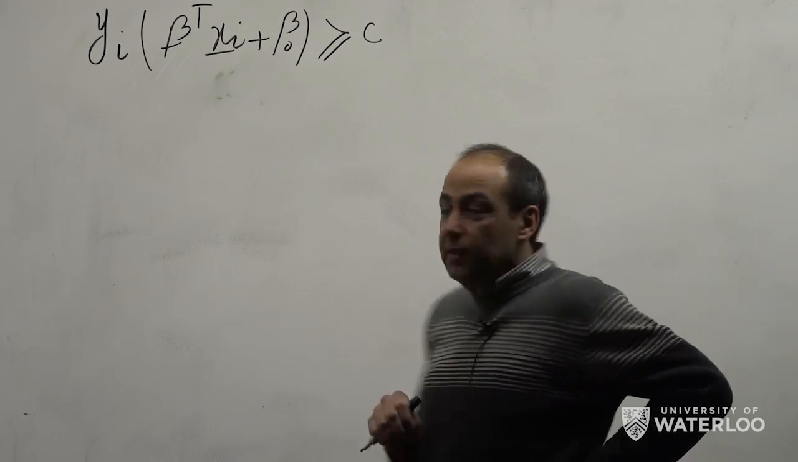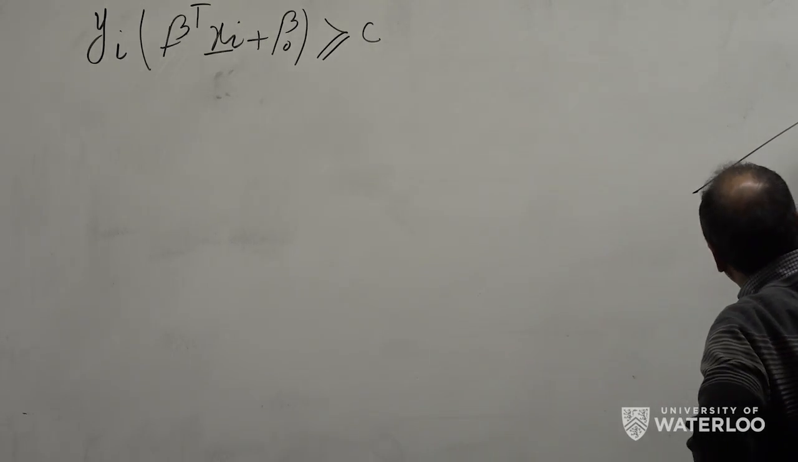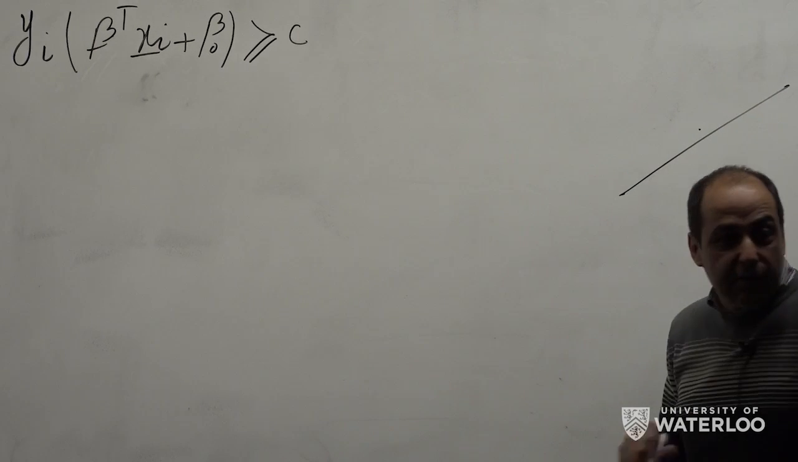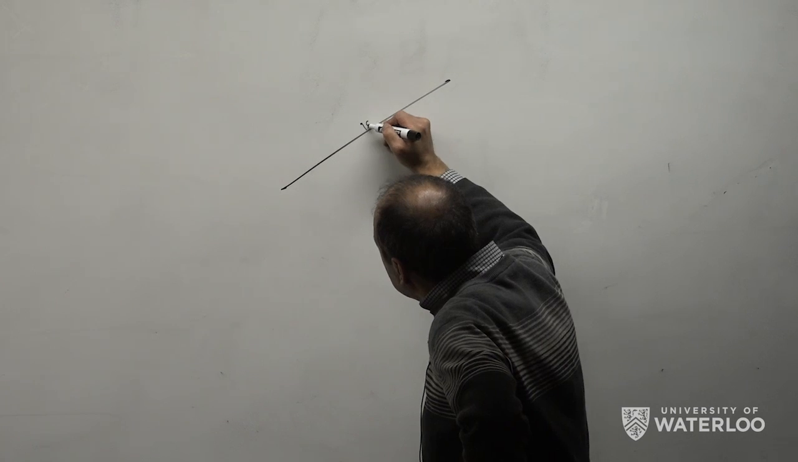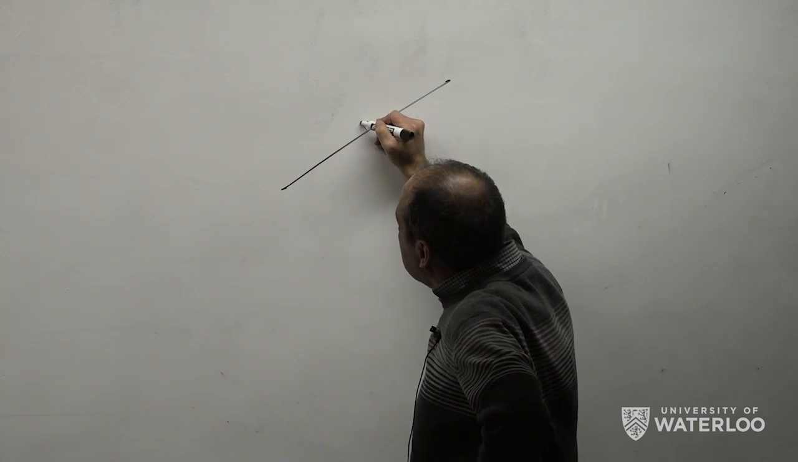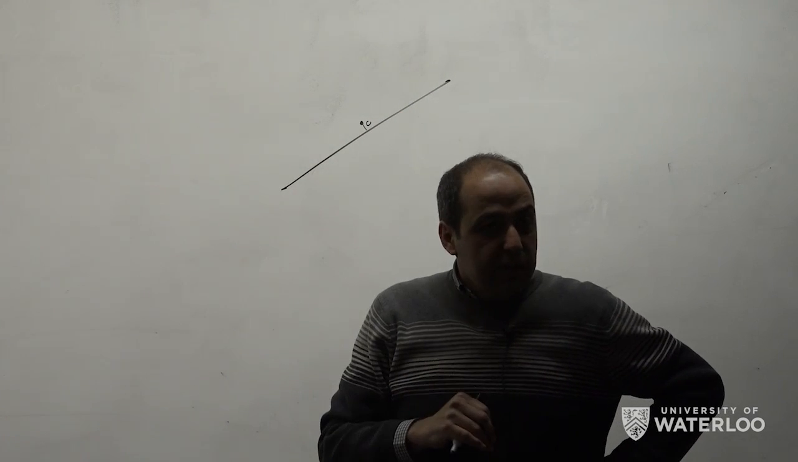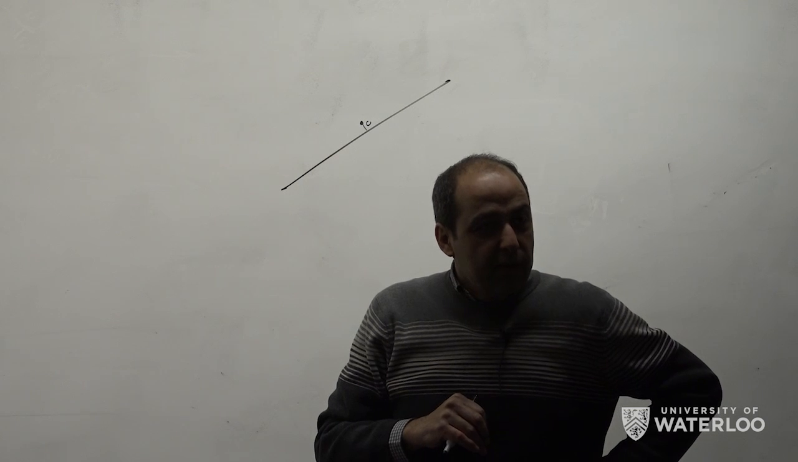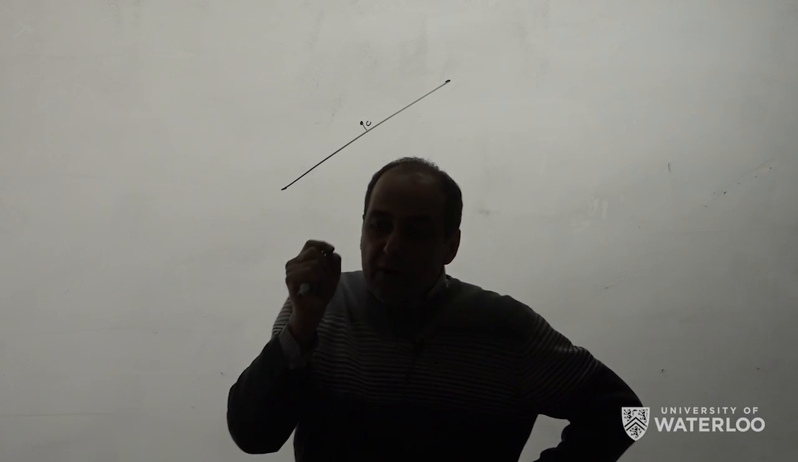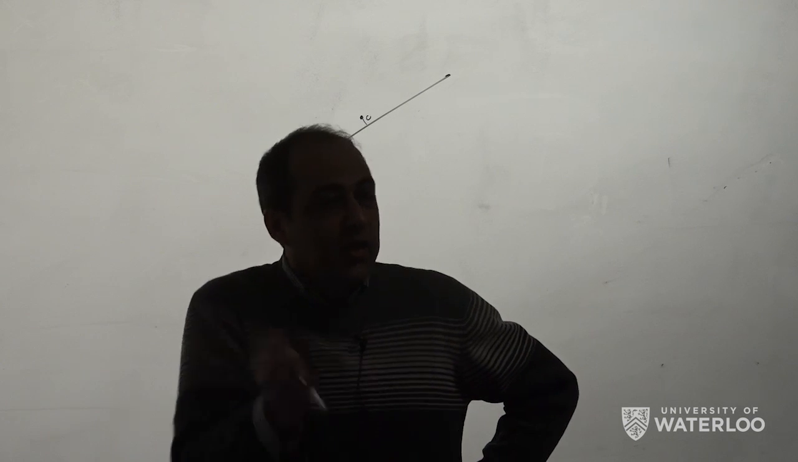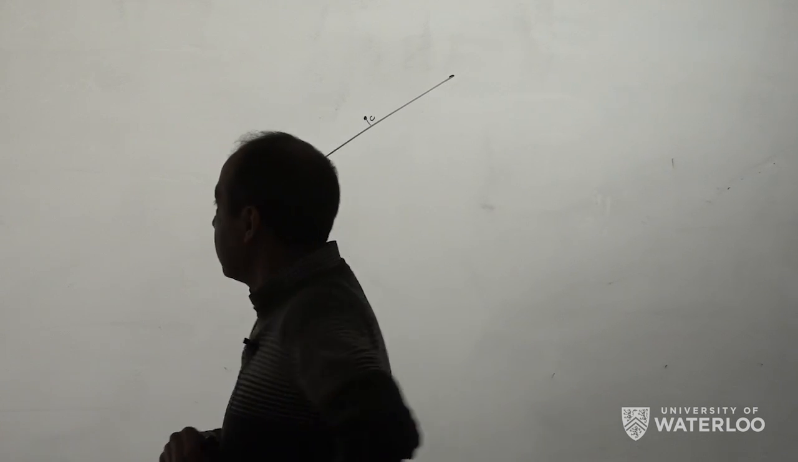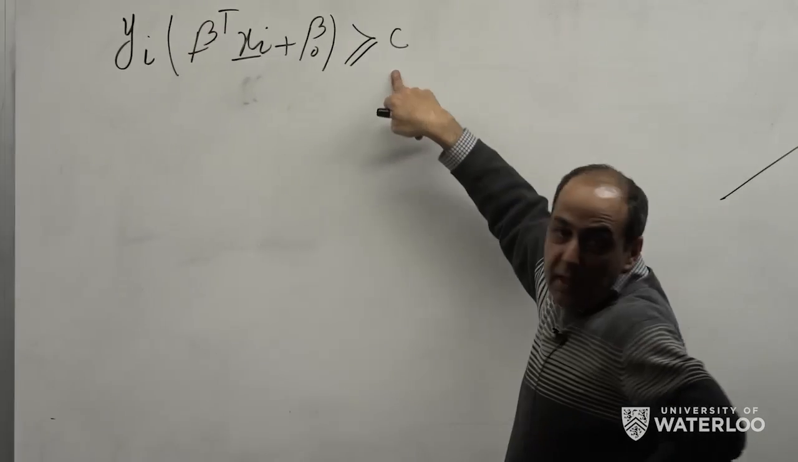See, this point is not on the hyperplane. It's here. So it's greater than 0. So for sure there is a number c such that it's greater than or equal to c. So it's far from the hyperplane by c because it's not on the hyperplane. So do you agree with this?